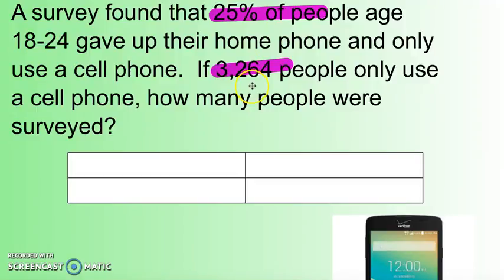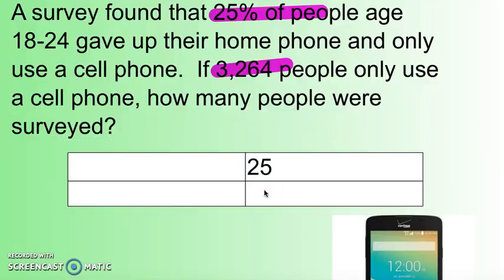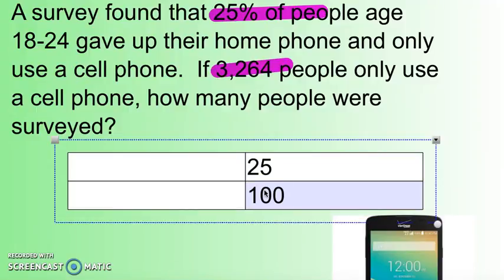Okay, so what we're going to do is set up those percent proportions again so that we can solve this problem. So we are going to put our percent in first of all of 25, and we can know that it's out of 100 because a percent is always out of 100, okay? And it's telling us that 25% of people gave up their home phone and use a cell phone. So 25% use a cell phone, okay? They tell us that there are 3,264 people using a cell phone.